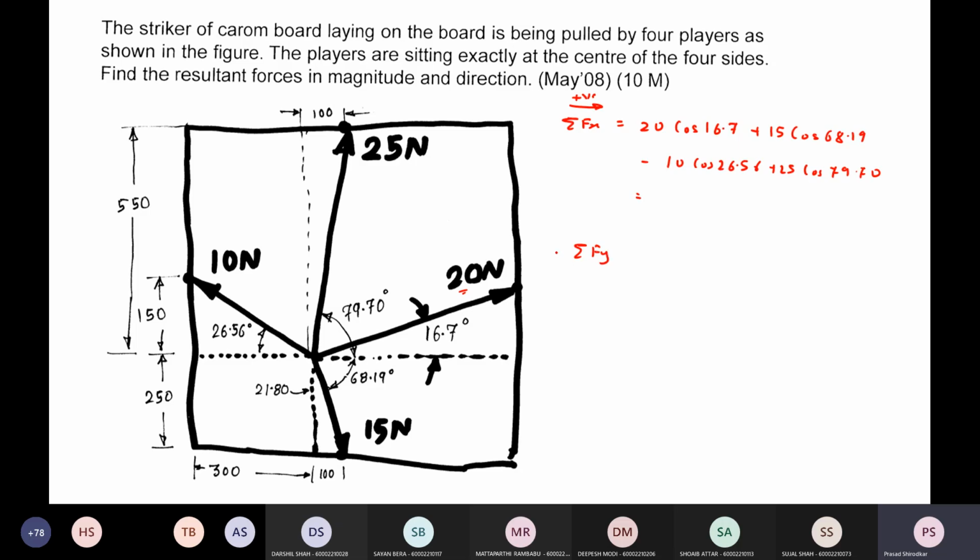Similarly, summation Fy, upwards positive, is equal to 10 sine 26.56 plus 20 sine 16.70 plus 25 sine 79.70 minus 15 sine 68.19.